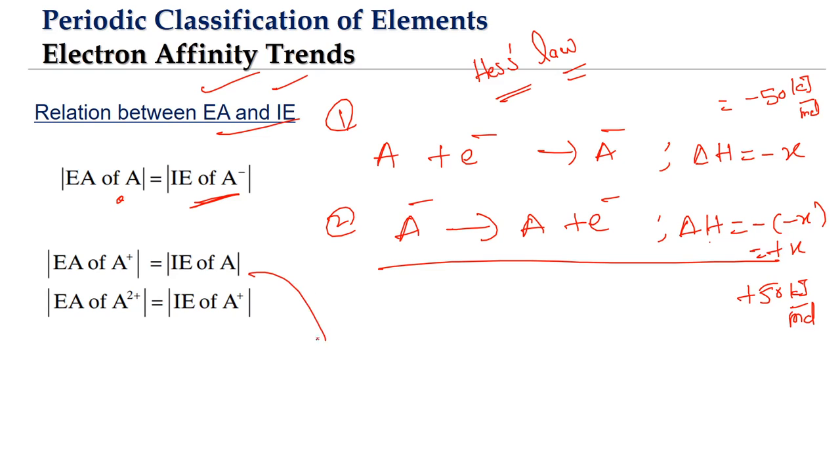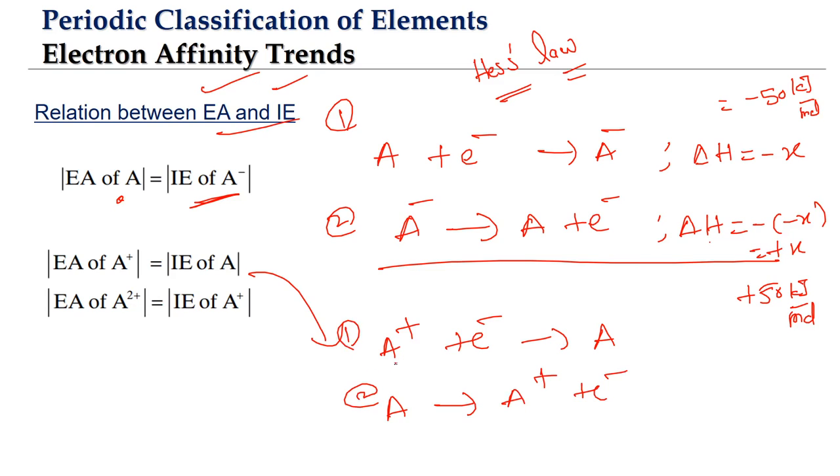So we can look at the other relations also. Look at this. Electron affinity of A plus means you take A plus, add an electron, and we get A. That will be equal to the ionization energy of A. Ionizing A means A will give rise to A plus and an electron. You are able to see equation 1 and equation 2 are reverse of each other.